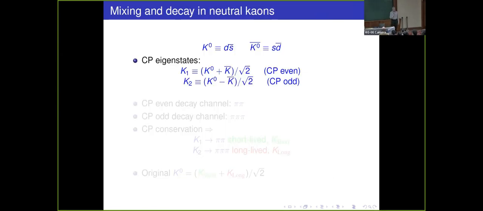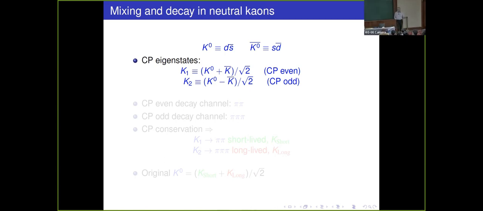The way to test whether charge parity is conserved or not was first obtained from the decay of K mesons. Now, neutral K mesons, of course, have a K0 and a K0 bar, right? So K0 is d s bar, K0 bar is s d bar. Now, the decaying eigenstates, if CP is conserved, would be the same as CP eigenstates, which would be K1 = (K0 + K0 bar)/root 2 and K2 = (K0 - K0 bar)/root 2. Root 2 is, of course, normalization. This is CP even, this is CP odd.